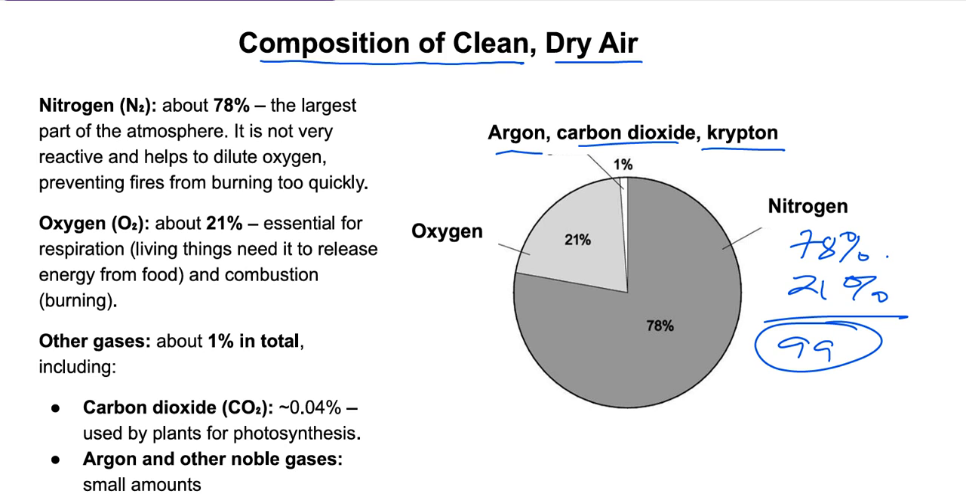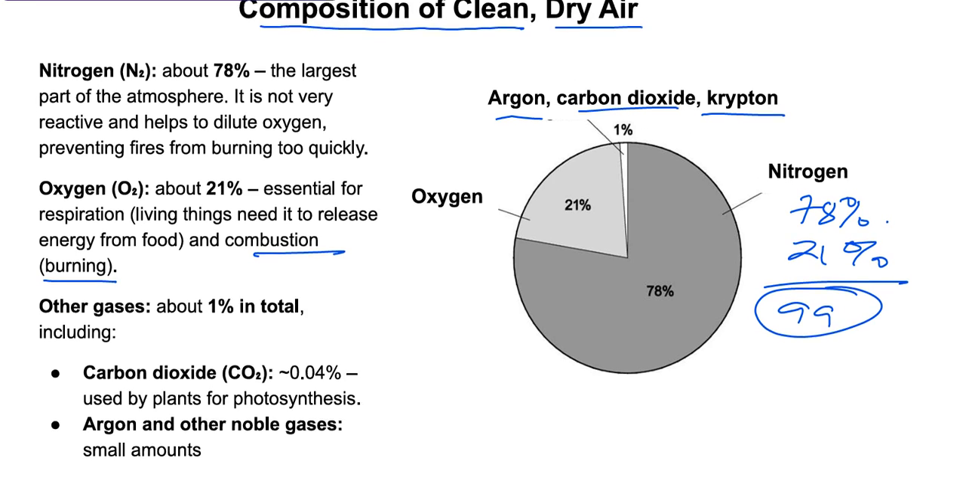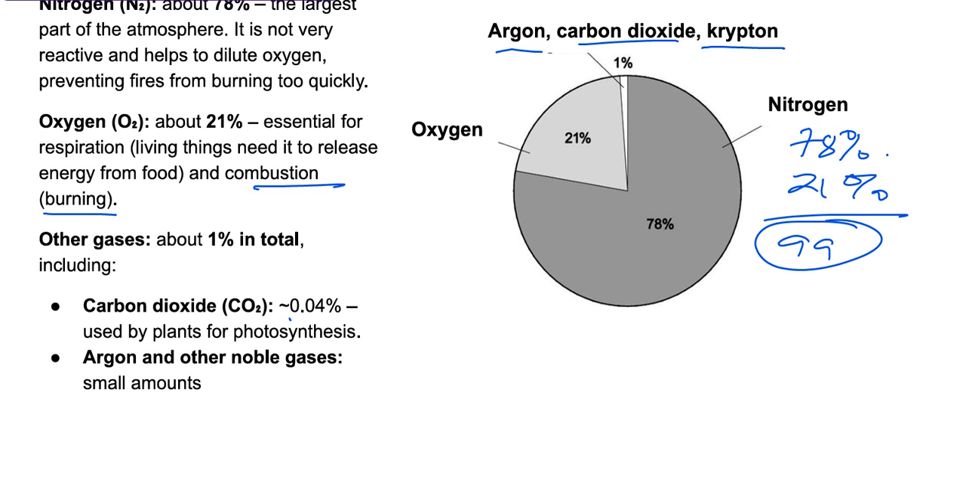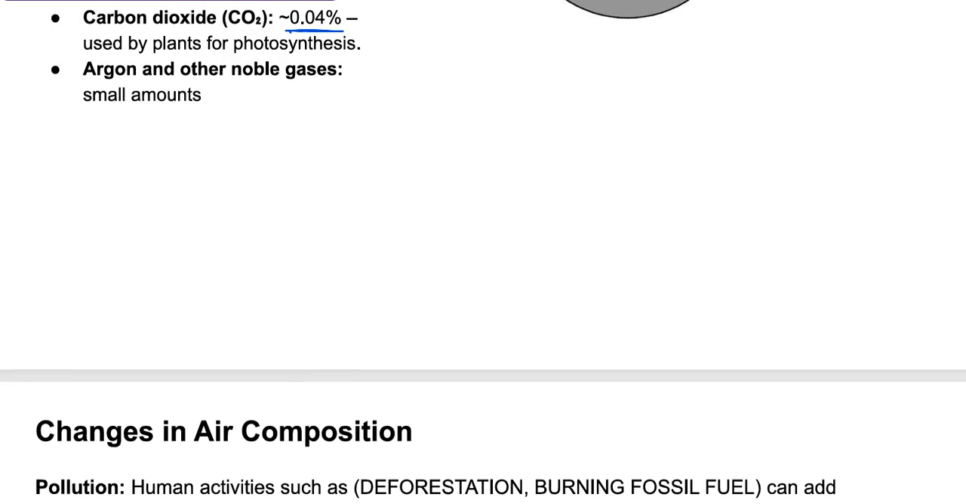So oxygen itself is 21% and is used for combustion. So without oxygen, no form of burning will take place. Then the other gases are things like carbon dioxide, which makes up 0.04%. Then you have argon, krypton, and some other noble gases. So that's the composition of the atmosphere.